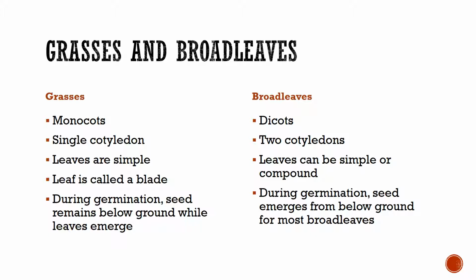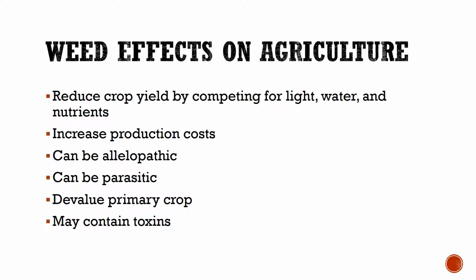Really the thing that differentiates the two in terms of growing is that for most broadleafs, during the germination period, the seed will emerge from below ground. For grasses, the seed will germinate and remain below ground while the leaf emerges from the seed. So there are 2 different ways of emergence and germination.